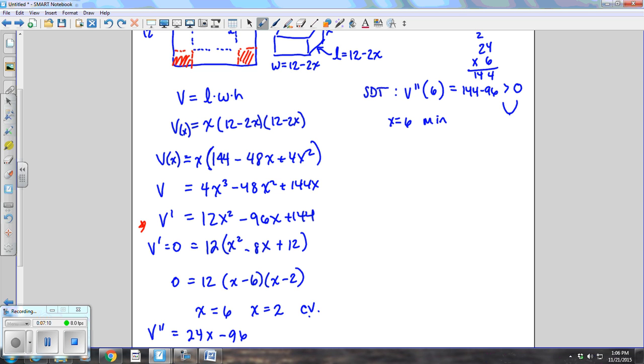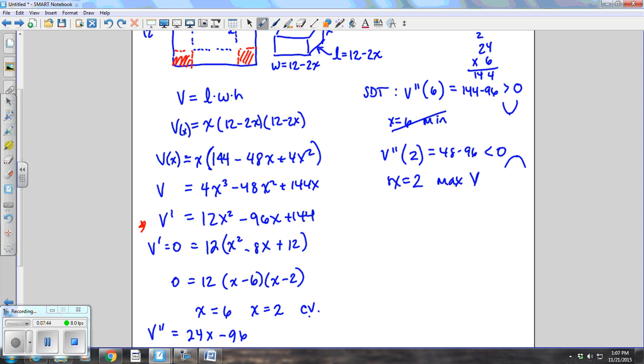That's not what I wanted. That's not the critical value that I want. Let's check the other critical value. We're going to test V double prime of 2 this time. And here we get 48 minus 96, which is less than 0, concave down, which is going to give us x equals 2 is going to yield a maximum for the volume. I feel like that's an example where the second derivative test is definitely worthwhile compared to a sign chart.